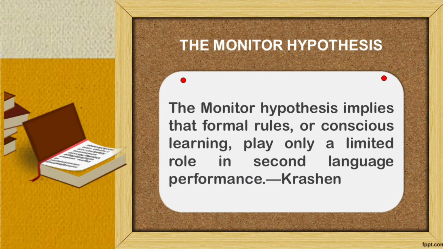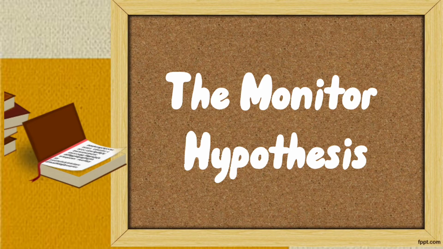The monitor hypothesis implies that formal rules or conscious learning play only a limited role in second language performance. Krashen points to the learning process as a system which monitors and analyzes our development of this second language. The monitor tends to show us our failures and errors and fix our output. Krashen also points to the fact that we only will have a good use of our output if the student has a background of the structures and rules of grammar.